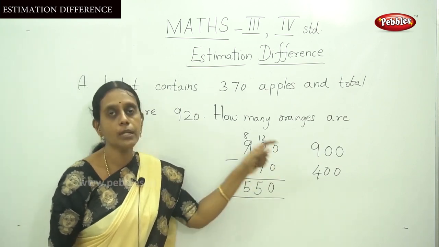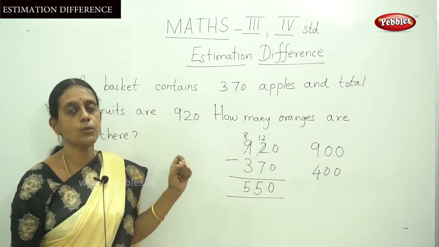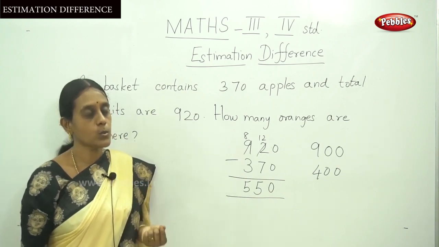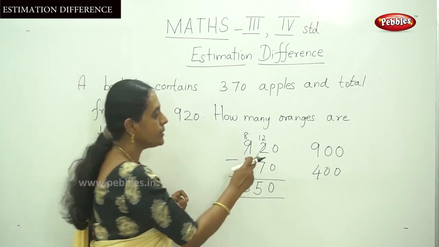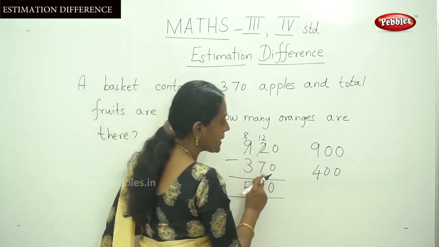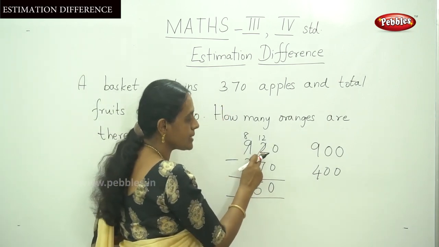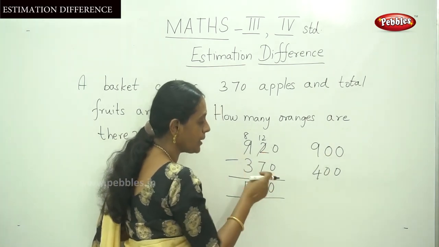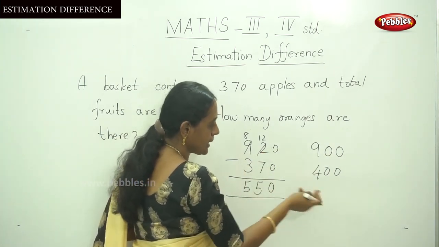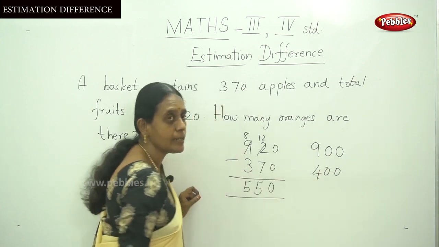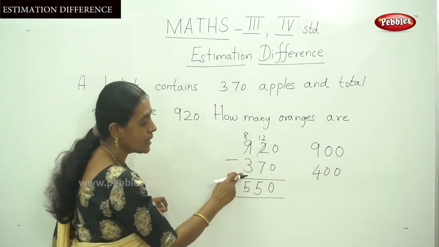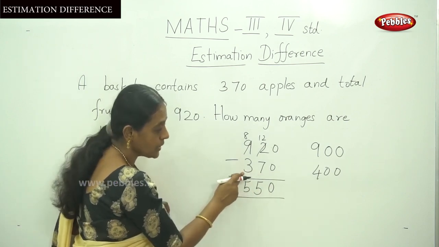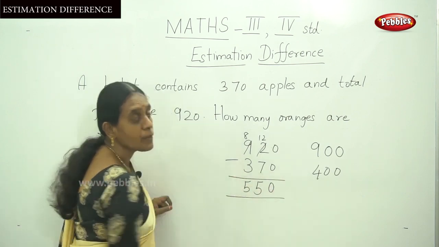Recap your rounding off topic: rounding off to the nearest 10, nearest 100, nearest 1000. You check the digit, whether it is lesser than 5, then 920 becomes 900. For 370, 7 is more than 5, so 3 plus 1, it becomes 400, the nearest 100.